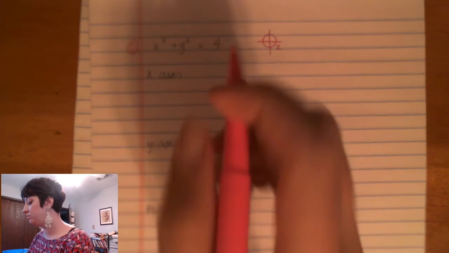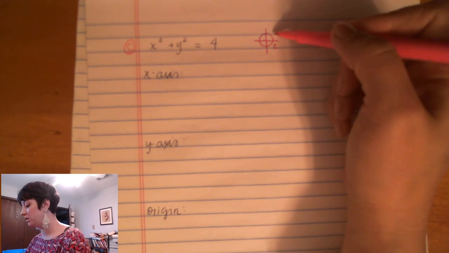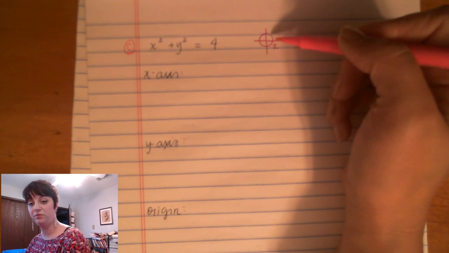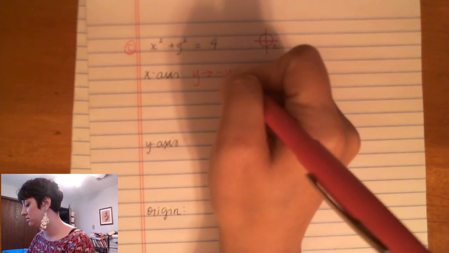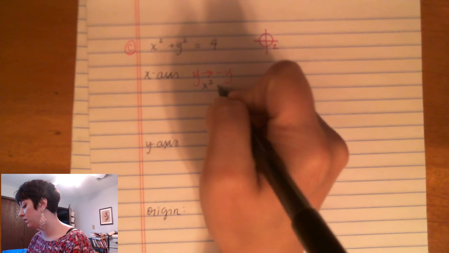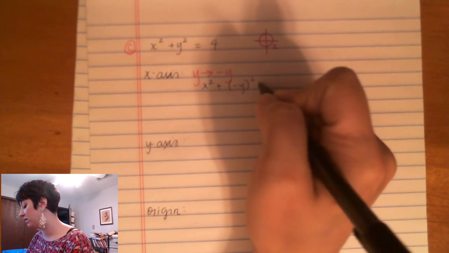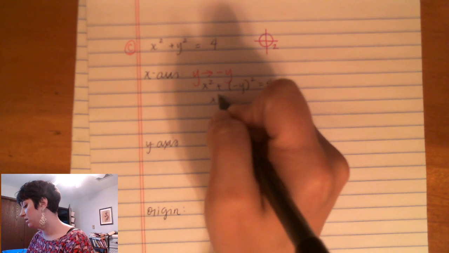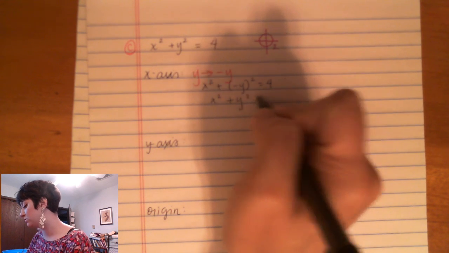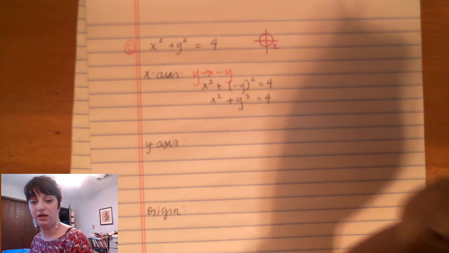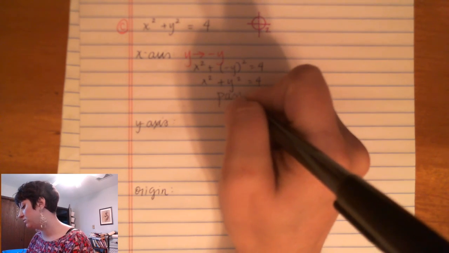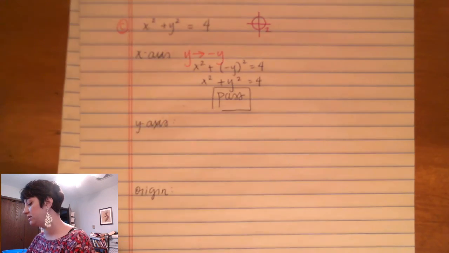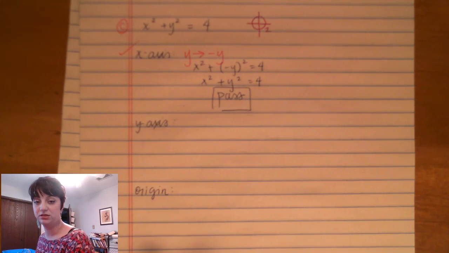So for my x-axis test, I'm going to go from positive y's, flip over to negative y's. So that's my test. So x squared plus negative y squared equals 4. X squared plus y squared equals 4. Remember, squaring gets rid of negatives. So this one is a pass. So it has x-axis symmetry based on our test.